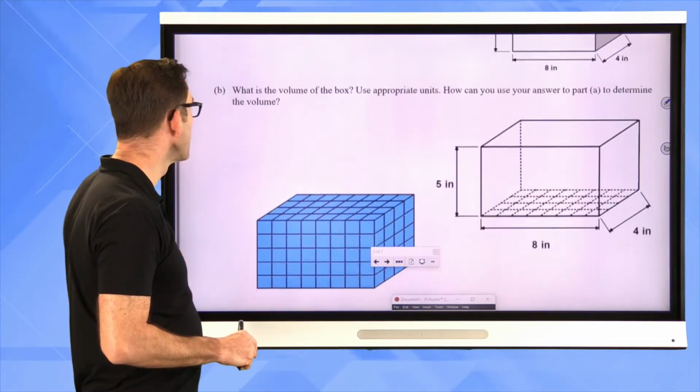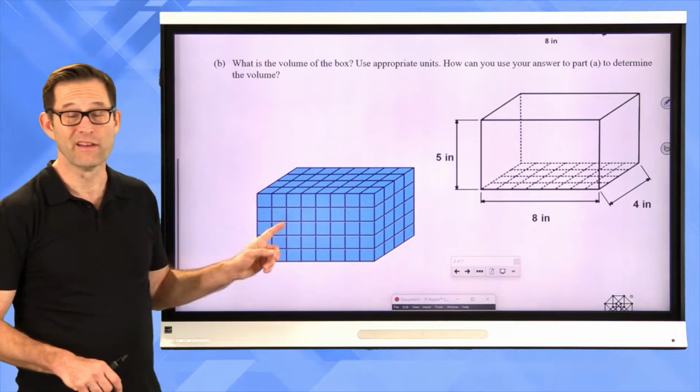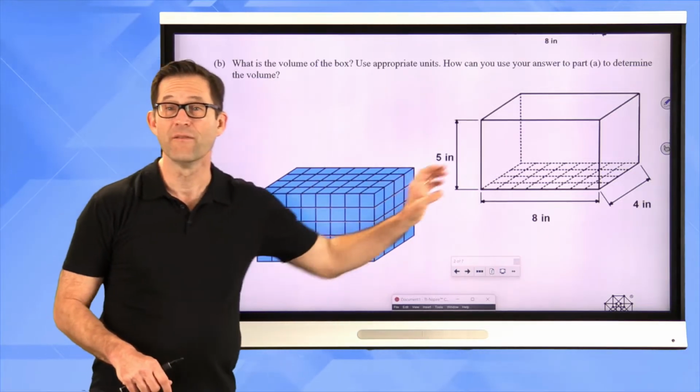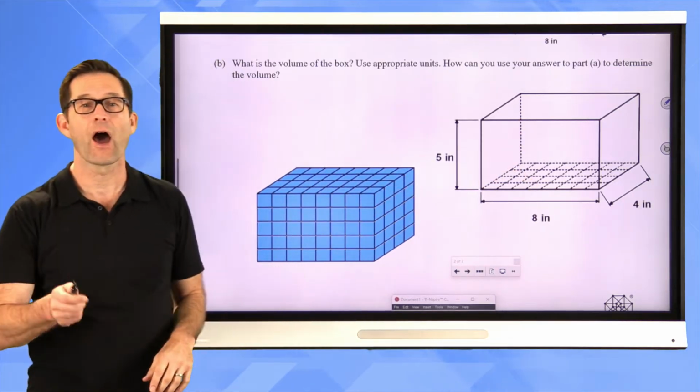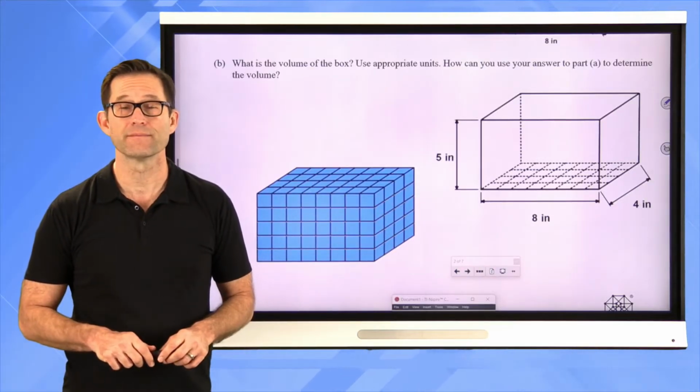Now let's take a look at letter B. What is the volume of the box? Use appropriate units, and then how can you use your answer from part A to determine the volume? So in other words, here it is. All of these cubes fit into this box. How many of them are there? Pause the video now and see if you can figure this out.